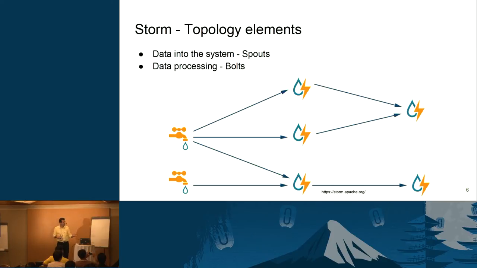Once the data is in the data processing system, it flows through the bolts, which are the processing elements, the ones that actually transform, aggregate, and filter the data, and produce results. And the data flows through these bolts until at some point it can be put back into the real world. For example, a dashboard, or put back into a database, or published back into Kafka or RabbitMQ.